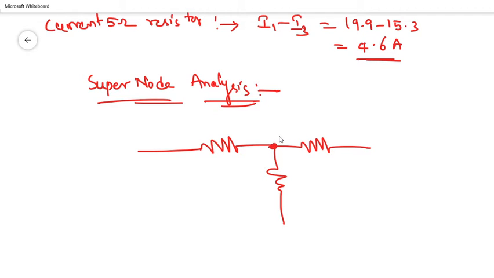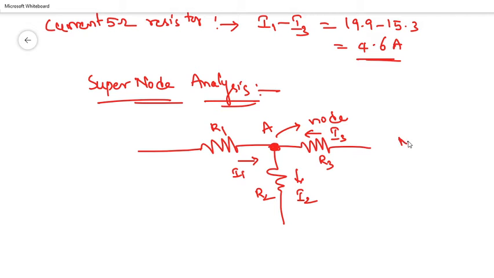So KCL, what is a KCL? That the algebraic sum of the currents at a particular node equals 0, or entering currents equal leaving currents, we can write. So let us take I1 current here, I2 current here, and I3 current in this direction. So this is R1, R2 as well as R3. So we are going to apply nodal analysis at a particular node A. So what is the current equation at node A? That is entering current equals leaving current.